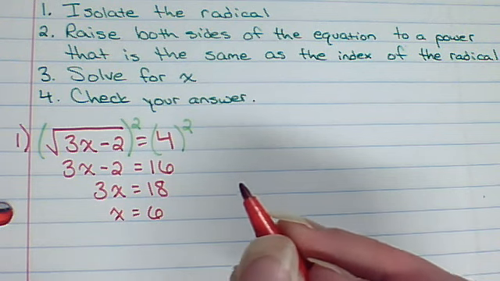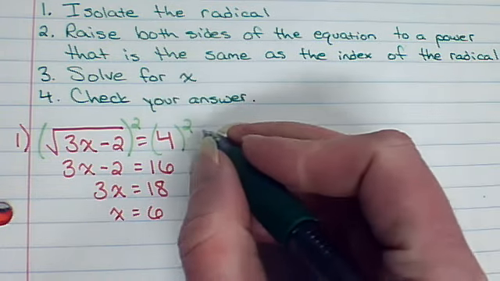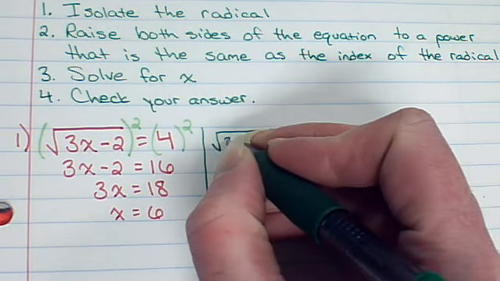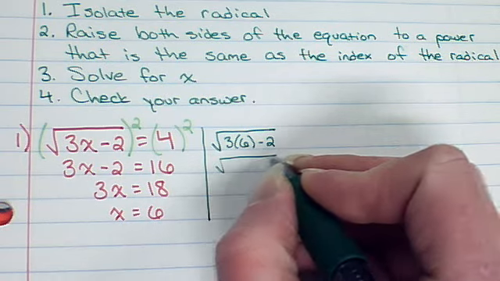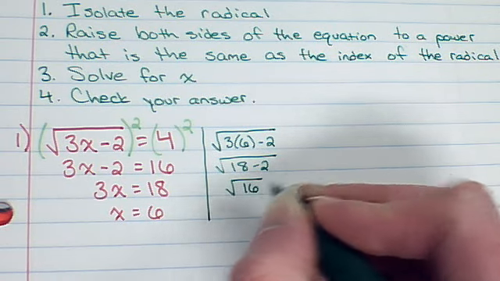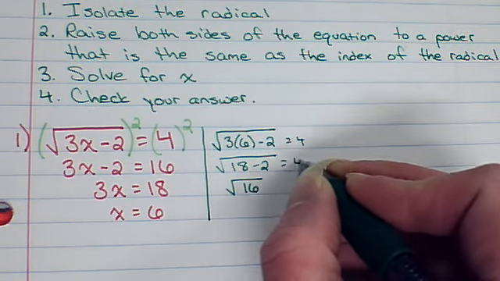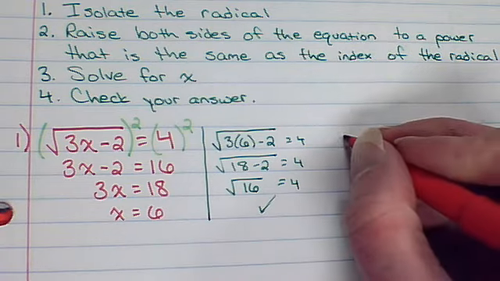Now, I want to check my answer. So I'm going to change colors here. I'm going to go back to the original. And I'm going to say the square root of 3 times 6 minus 2. That's 18 minus 2, which is 16. Is the square root of 16 4? Does this equal 4? Yes. The solution has checked out. Let's look at the next example.